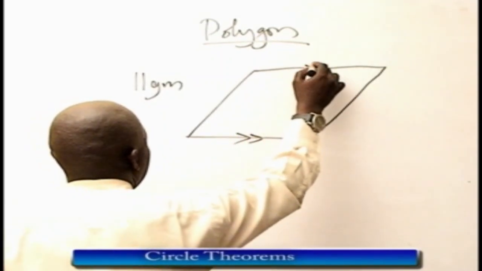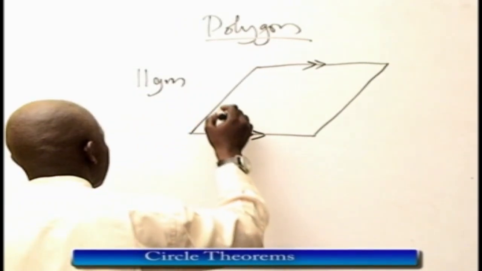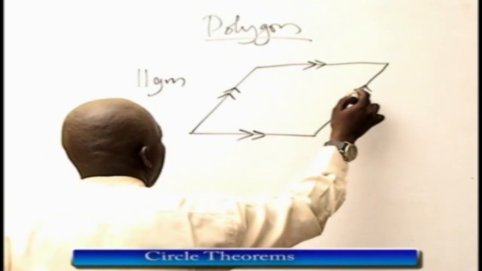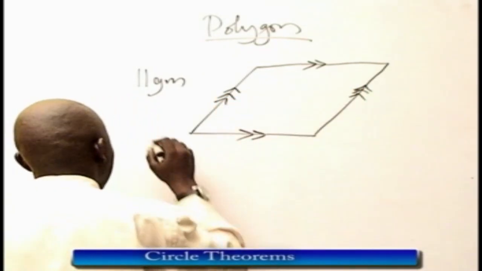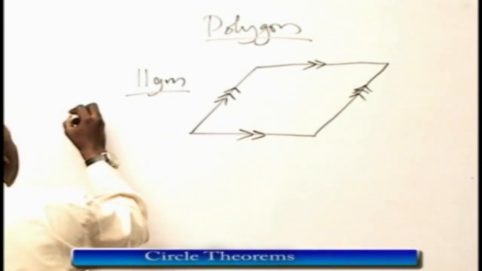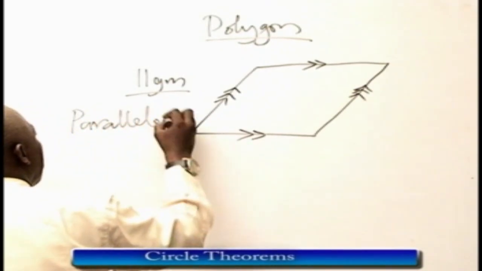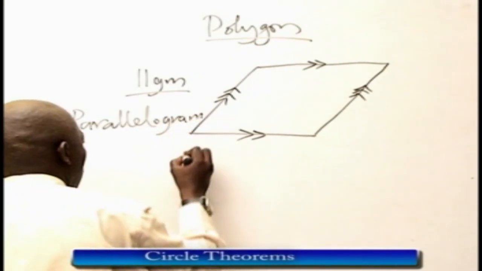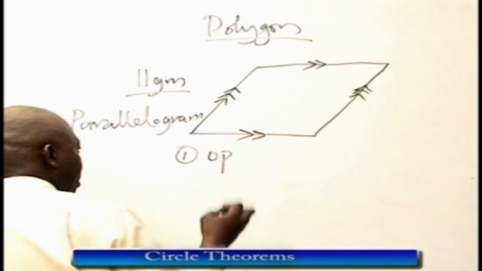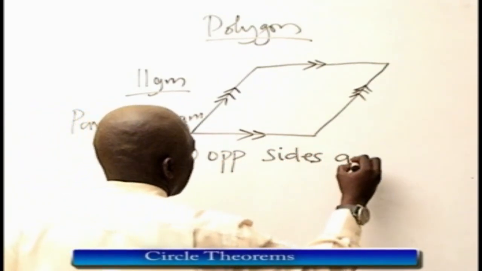Opposite sides are parallel. Number one property of parallelogram. Correct or full spelling, parallelogram. Number one property, opposite sides are parallel.